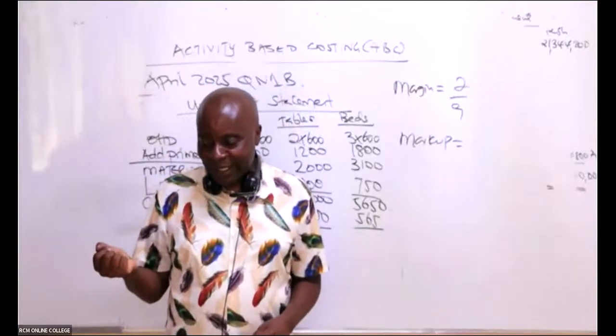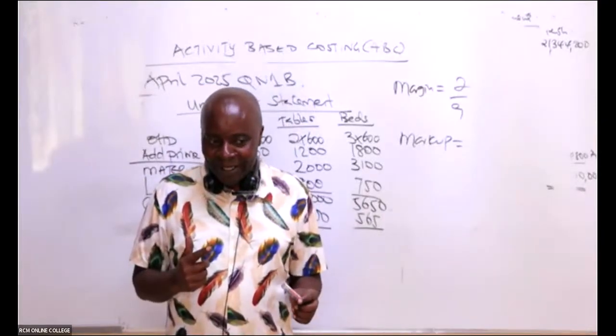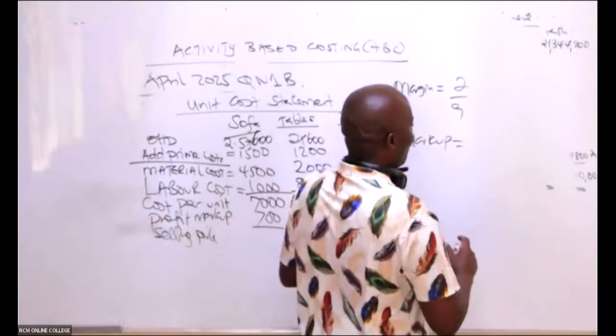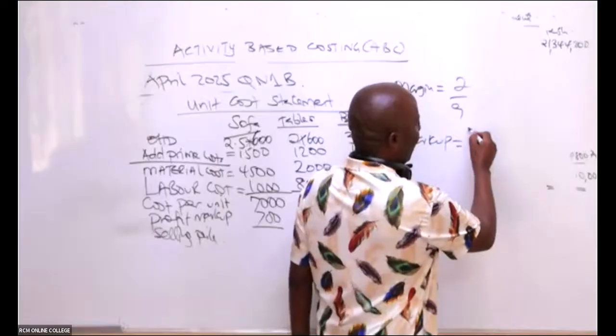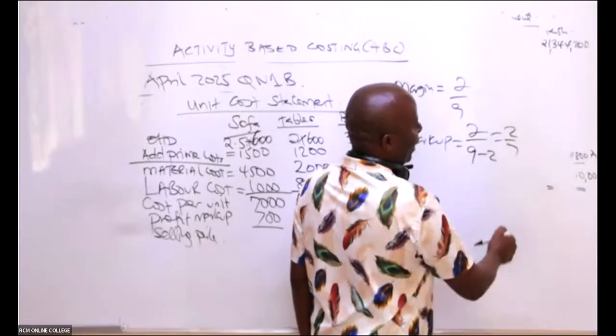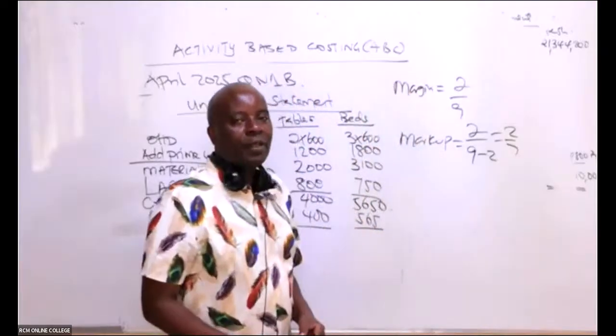Markup is a smaller one, isn't it? Yes. So for markup, always, the denominator is smaller. So it will be 2 over 9 minus 2, which will be 2 over what here? 2 over 7.